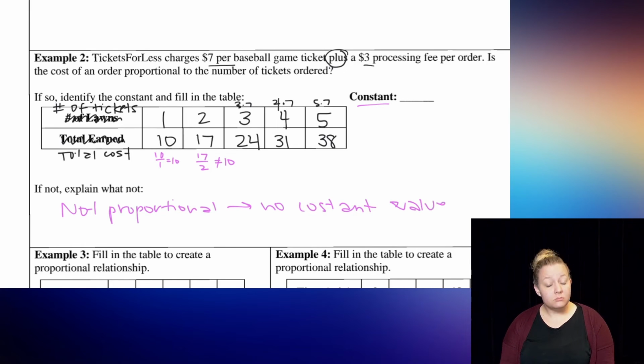So when it is proportional, all you have to do is tell me the constant because you know it's all the same. And then if it's not proportional, you're just going to say, nope, there's no constant. It does not equal the same across the board.